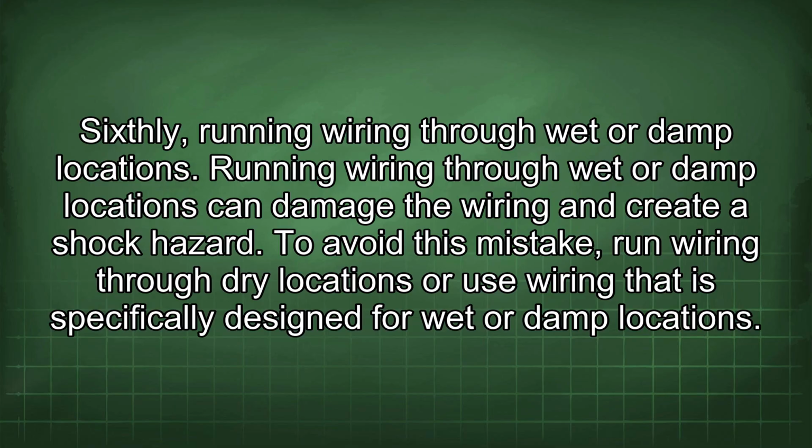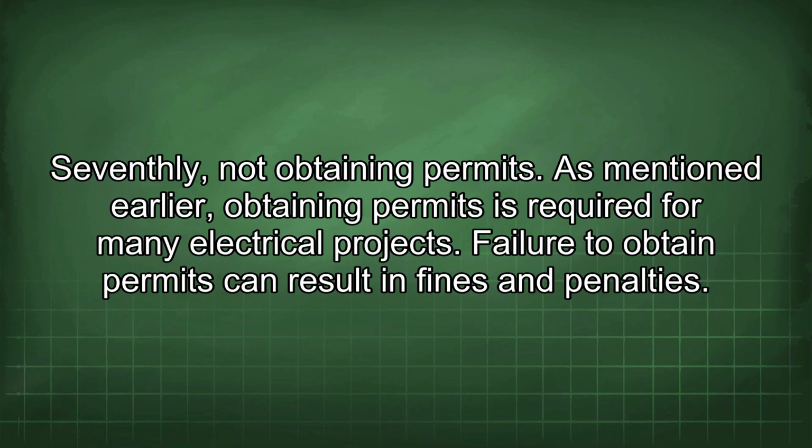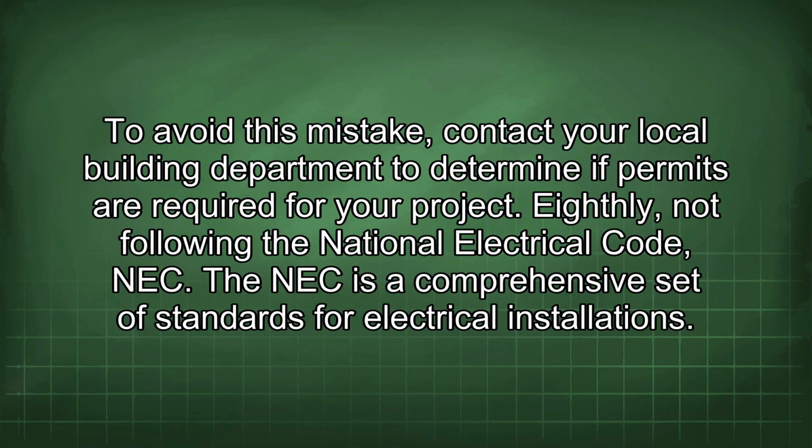To avoid this mistake, run wiring through dry locations or use wiring that is specifically designed for wet or damp locations. Seventhly, not obtaining permits. As mentioned earlier, obtaining permits is required for many electrical projects. Failure to obtain permits can result in fines and penalties. To avoid this mistake, contact your local building department to determine if permits are required for your project.